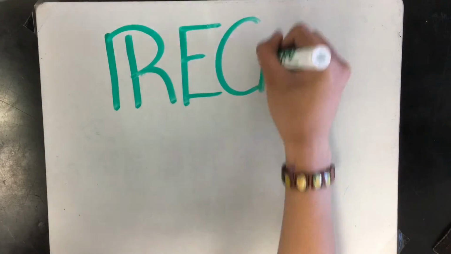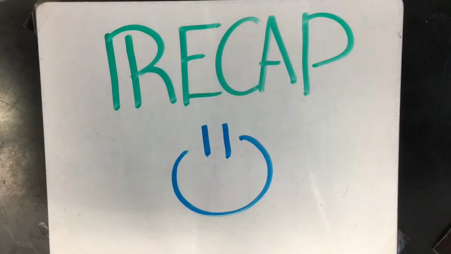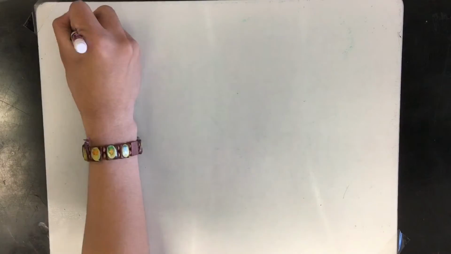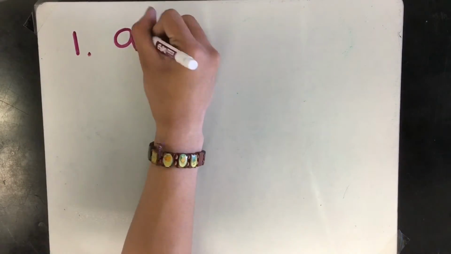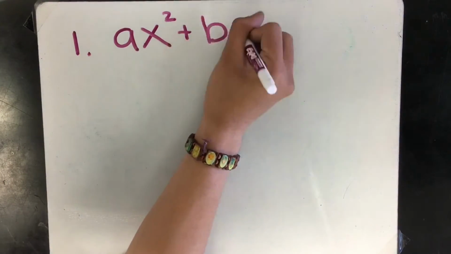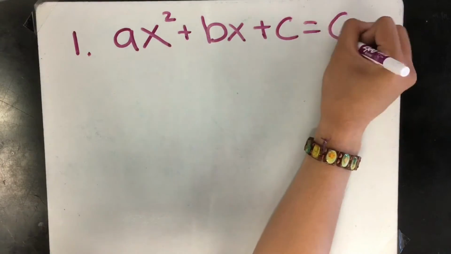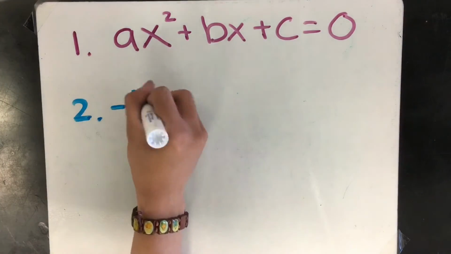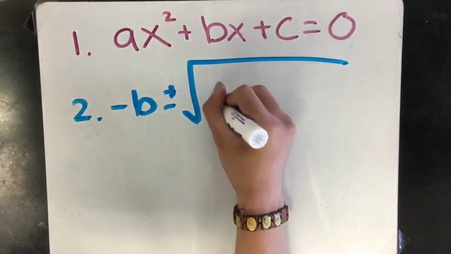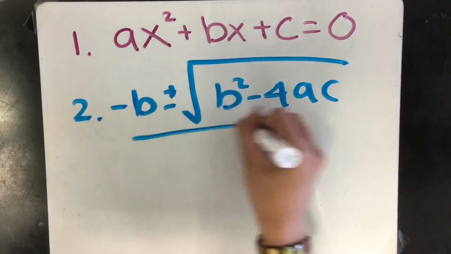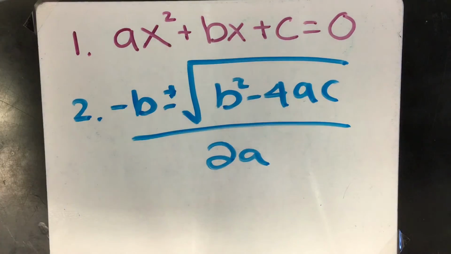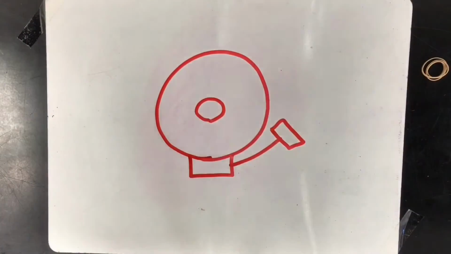Let's recap on our lesson. To use the quadratic formula to find the zeros of a quadratic equation, the equation must follow the general form ax squared plus bx plus c equals 0. If the quadratic equation is in the general form, you can plug it in the quadratic formula x equals negative b plus or minus the square root of b squared minus 4ac, over 2a. After you plug it in the formula, you solve the equation and find which x values equal 0. Class dismissed.